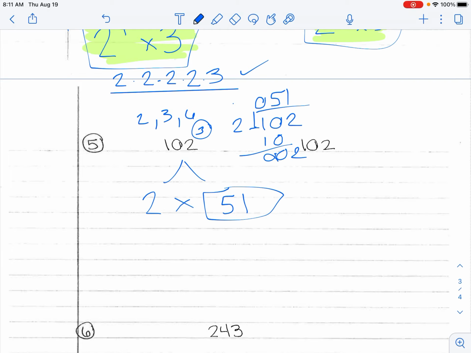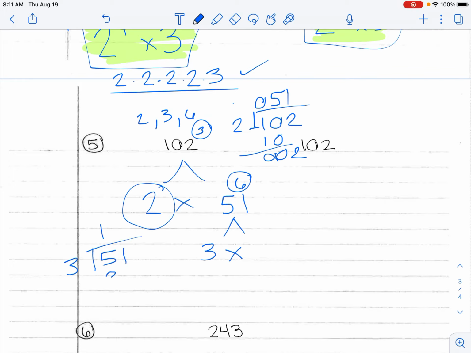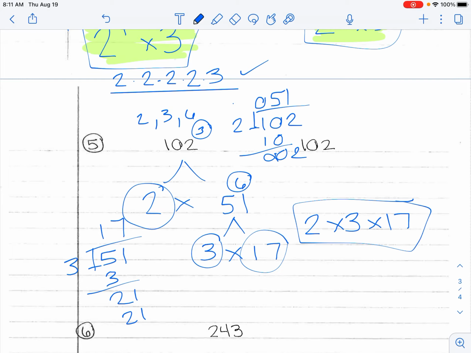Now 51. Some of you might be thinking that's a prime number, but if you look at your 100s chart, it got crossed out for being composite. Now, why is it composite? If you add the digits 5 plus 1, you get 6. Oh, 6 is a multiple of 3, so 3 is a factor of 51. 3 times what? Let's find out. Oh, 3 times 17 is 51. So 3 is prime, 17 is prime. So the prime factorization of 102 is 2 times 3 times 17.